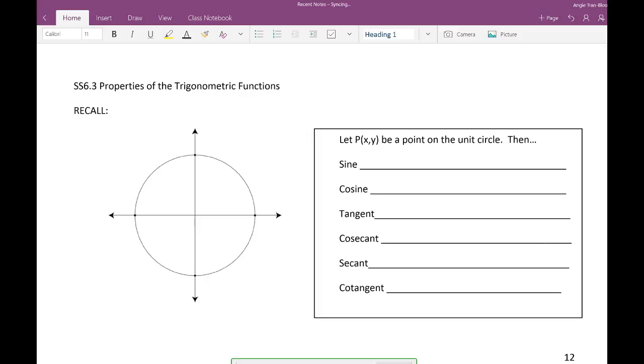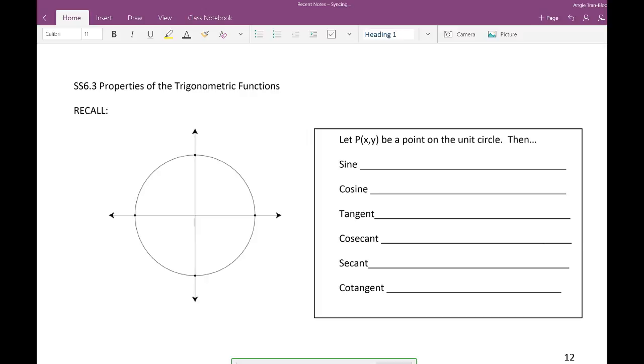Okay, let's review. Okay, 6.3, guys, it's just an extension of 6.2. So it says the properties of trigonometric functions. How many trig functions do we have total? 6. They are. Review, as we can see.